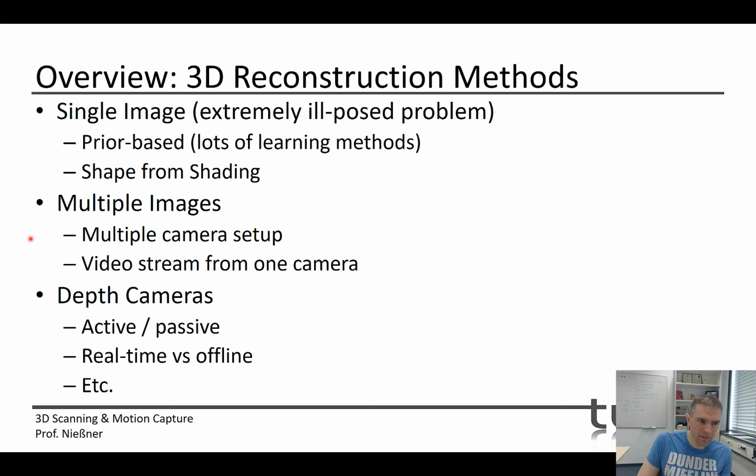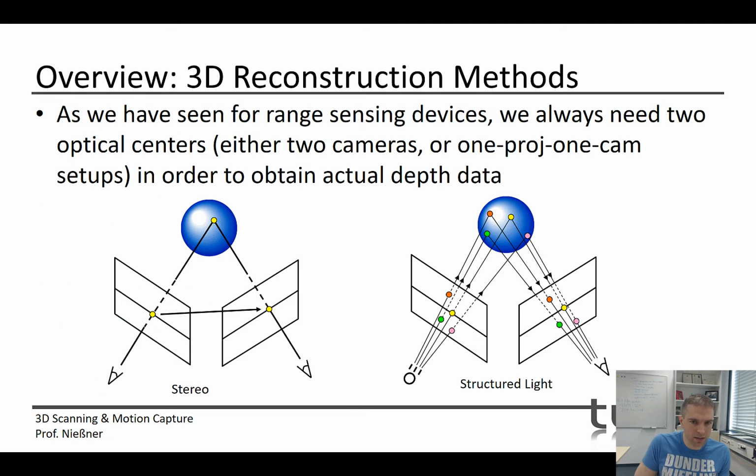Okay, today we're mostly going to look at these kinds of things. Multi-camera setups is one option, or, as I said, if you have a single camera but a static scene, you take multiple images of that static scene. Okay, so we have seen basically so far.